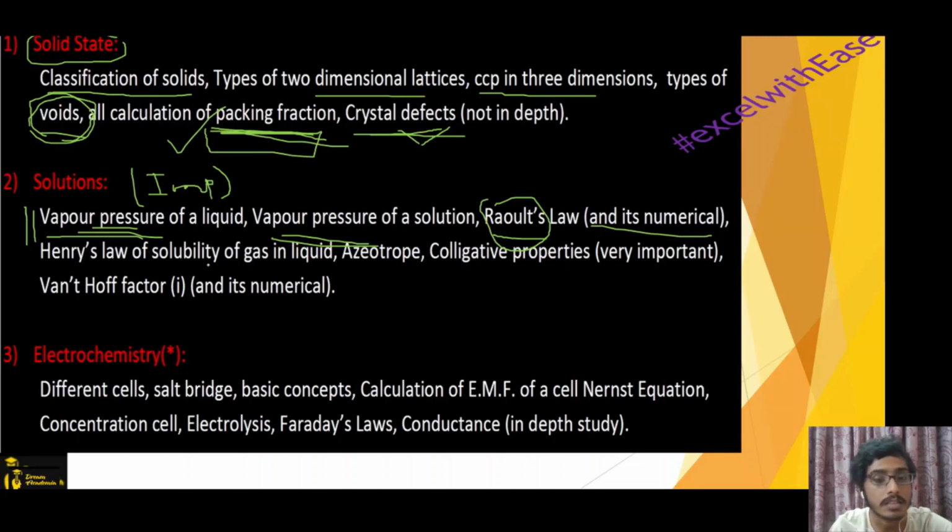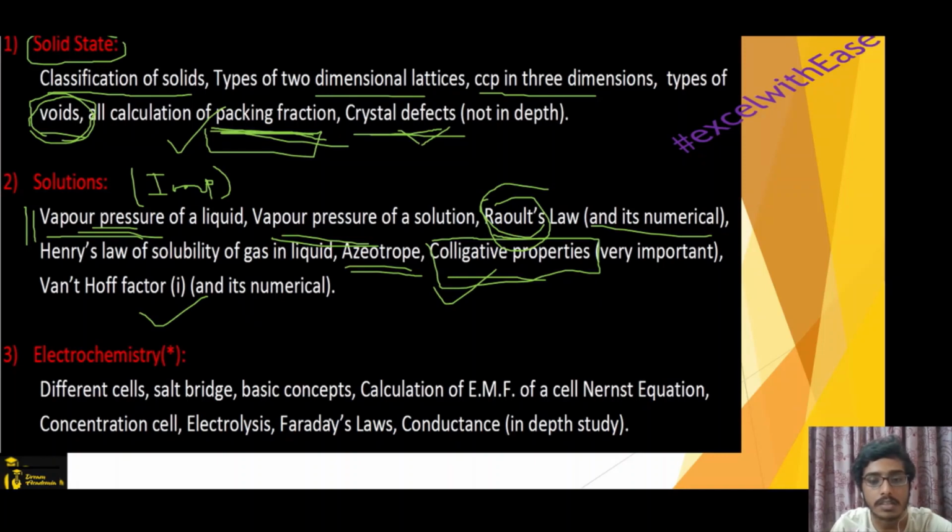Henry's law, Henry's constant, you have theoretical questions from Henry's constant. Then you must know what is azeotrope. Colligative properties, the most important part of this chapter. Solutions, very important. And Van 't Hoff factor, obviously. Now the most important parts, as I mentioned, are vapor pressure, Raoult's law, colligative properties, as well as the numericals of Van 't Hoff factor.